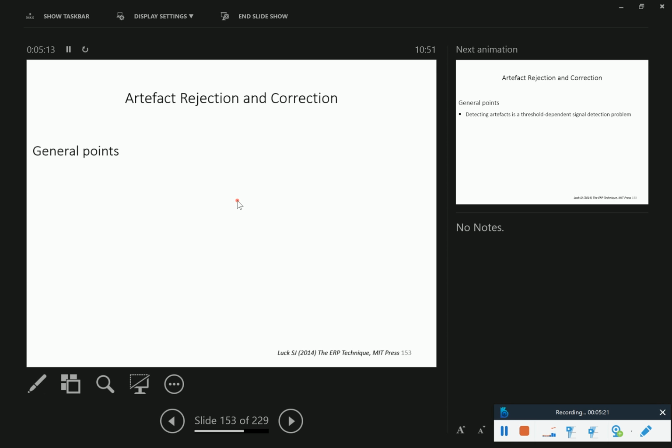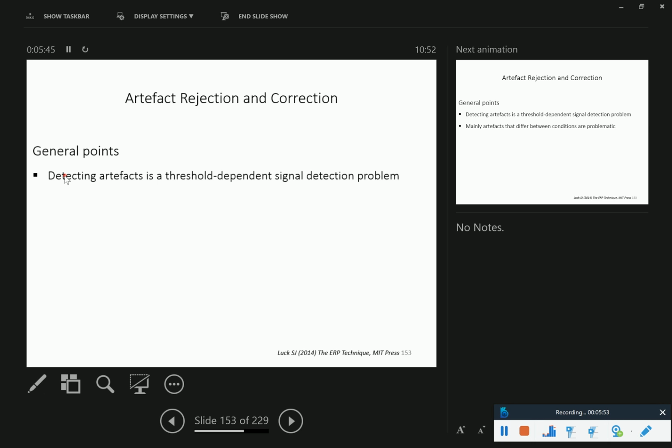Good. Then there are some general points about artifact rejection and correction that you always should keep in mind when you're applying artifact rejection or correction aspects. So this is related to all of them essentially. So first of all, detecting artifacts is a threshold-dependent signal detection problem, which means that you will have misses and you might also have false alarms. That applies whether you do it by hand, by looking at the data, or whether you use an algorithm. Yeah, so you will always have that.